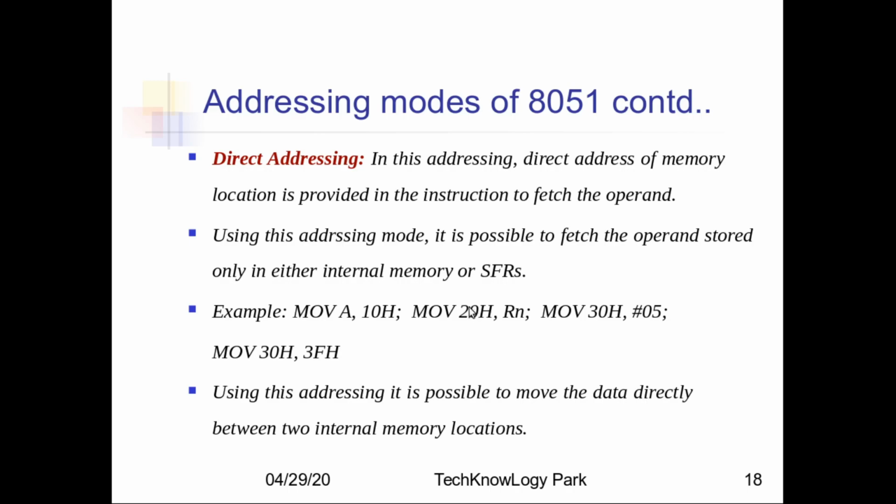Here the direct address is given in the source position, whereas here the direct address is given in the destination position. Means the content of R0 to R7, in general Rn, will be stored in memory location 20H.